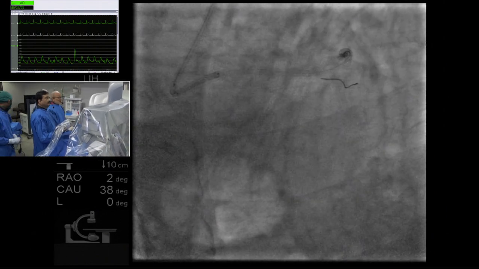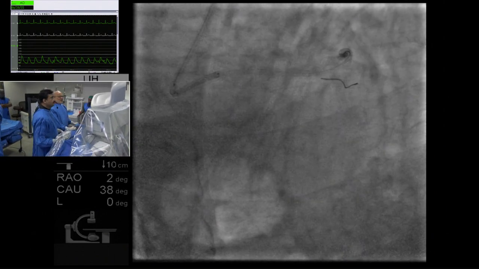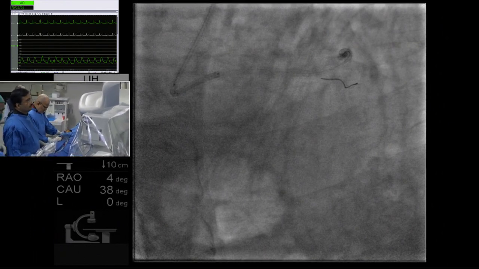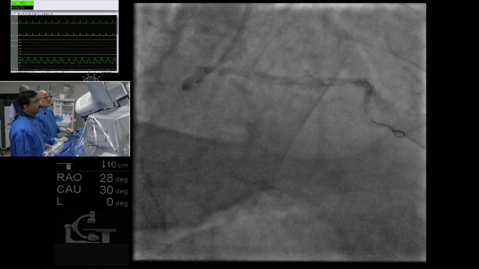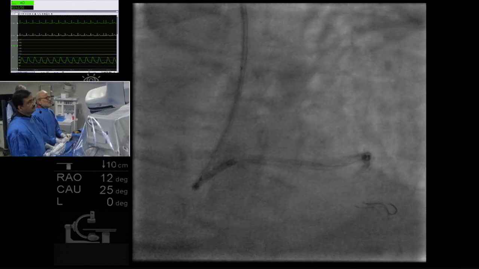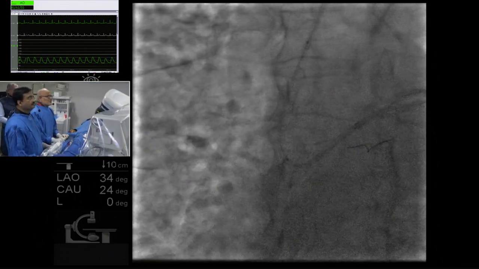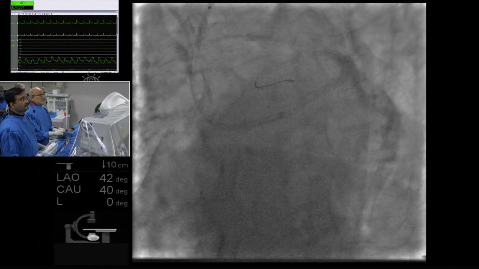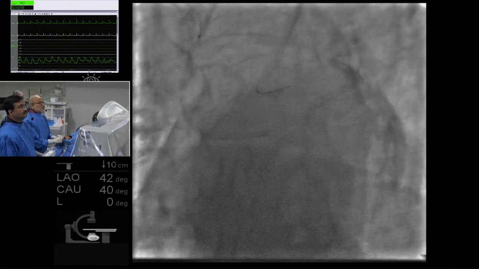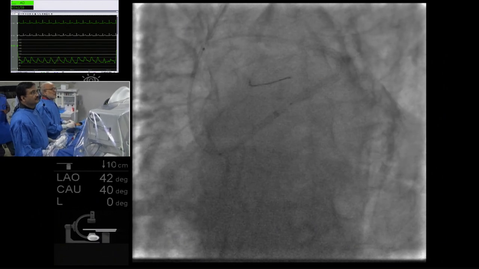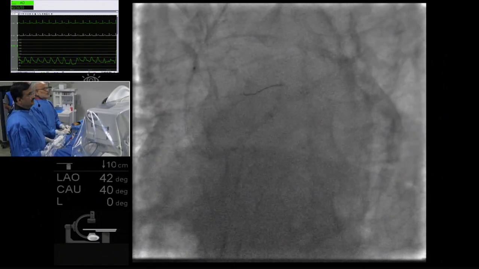Yeah. I will just try to do something with my guide catheter. Go to RAO caudal. Let me see. No, this is not a good view. Go to LAO caudal. Okay, this is. Wait. I'll pull it back and try to push both together. Not going. Should go. Should go, yes.